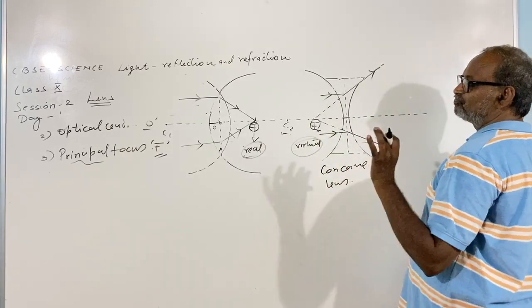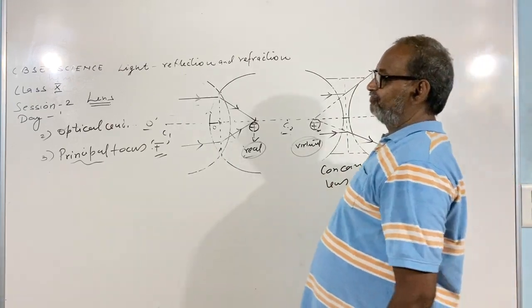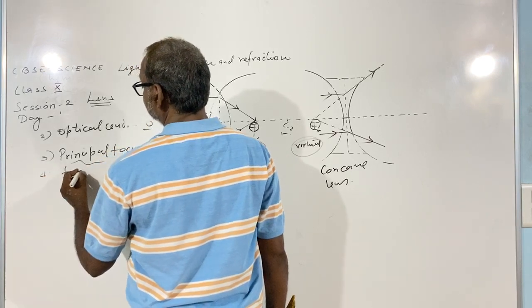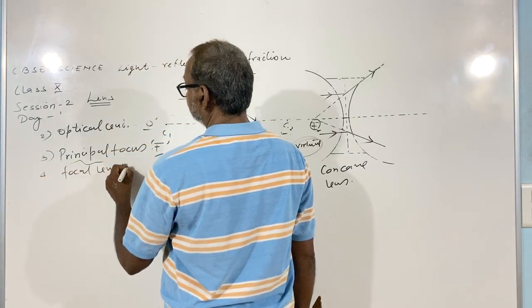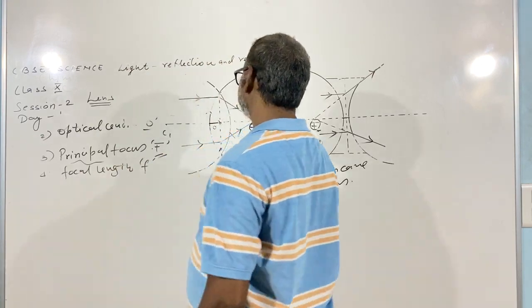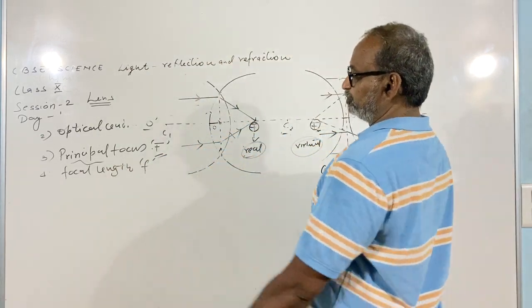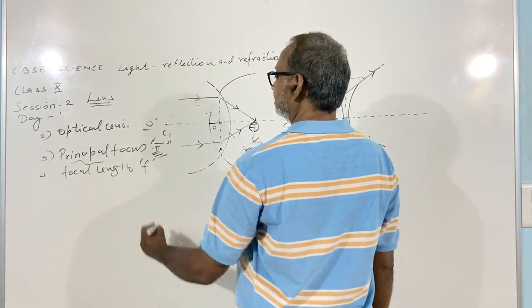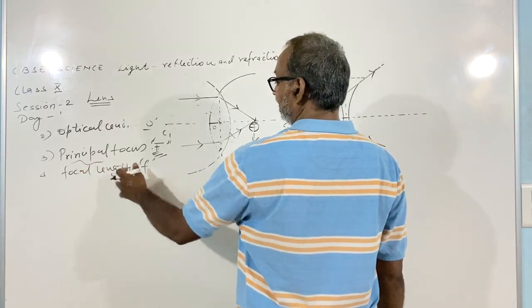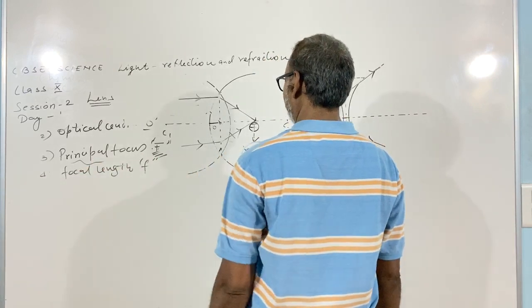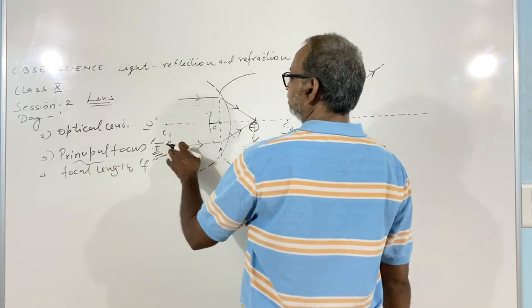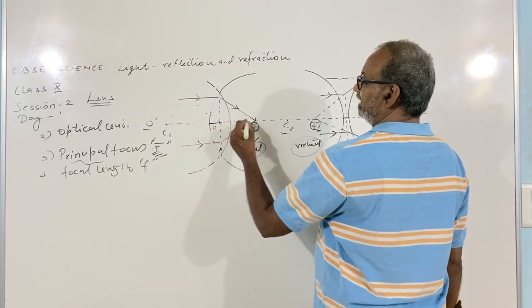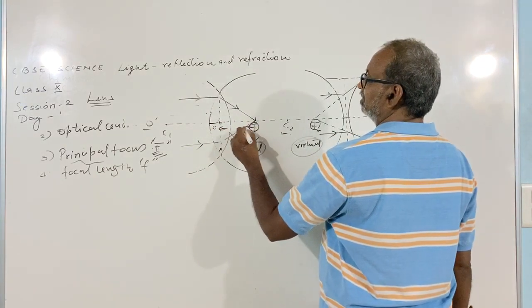So this focus point is virtual. And finally, focal length. Principal focus is denoted by uppercase F, and the principal focal length is denoted by lowercase f in order to distinguish it from the principal focus. The distance between the optical center O and principal focus is called focal length of the lens.